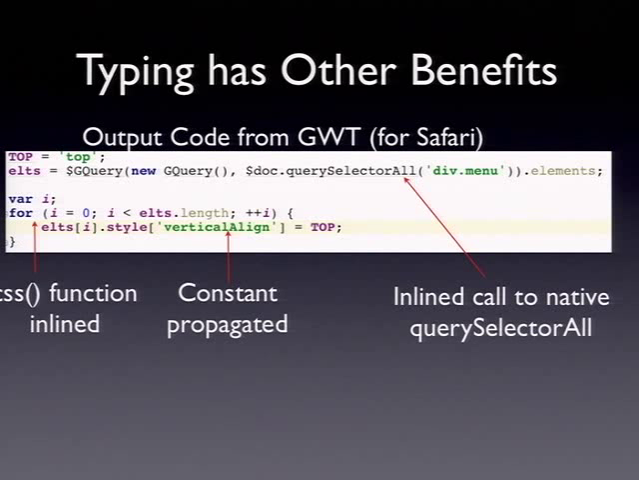So there are other benefits to using types, and this is where the GWT compiler comes in. The compiler has various optimizations in it. One of them is called type tightening. The compiler can actually see what values are being used sometimes and whether or not there's any other alternative. So the compiler can infer, in this case, that I only use the top property and I only use the vertical align property name.